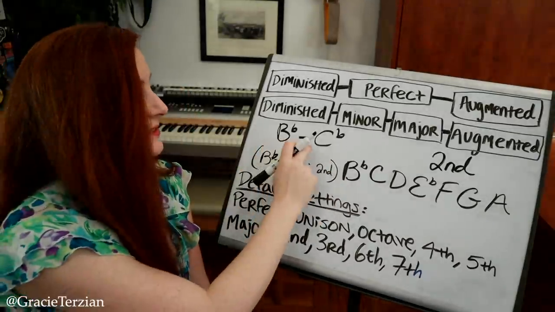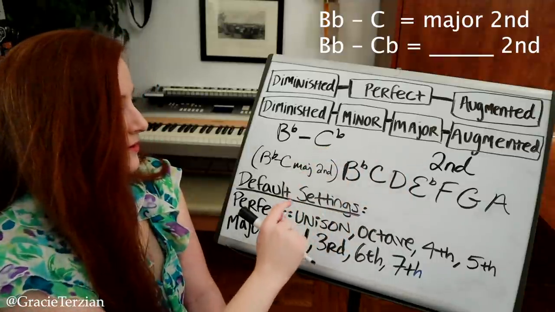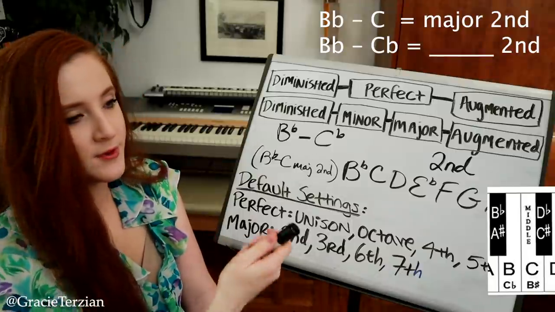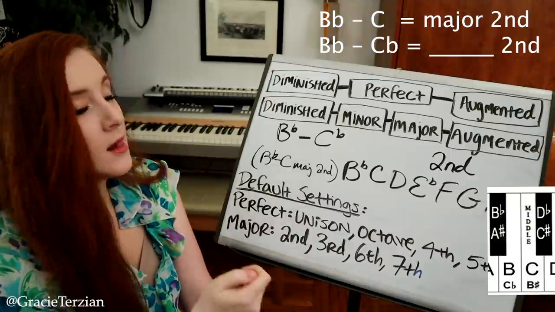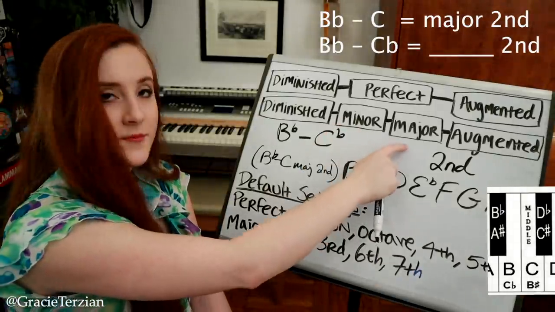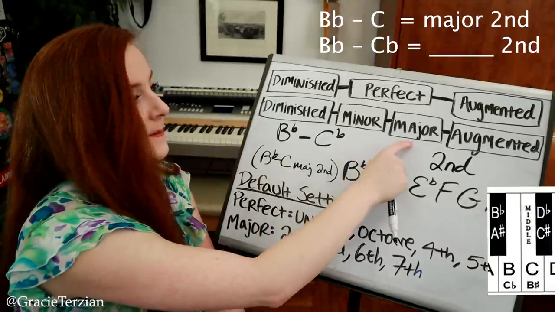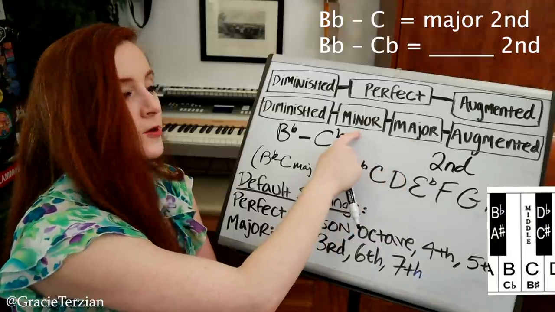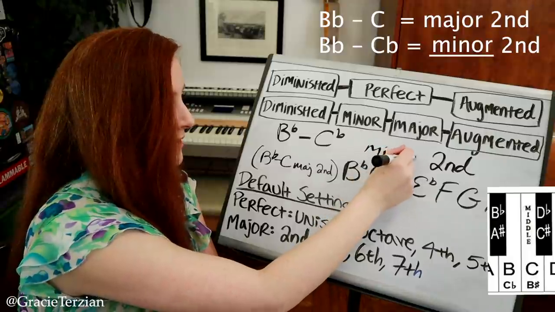But we have B flat to C flat, so it's gonna be a something second, but what kind of second? To go from C to a C flat, do you lower it a half step or raise the note a half step? You're going to lower it a half step, right? So I'm gonna find the word major, because it's normally a major second, B flat to C. And I'm going to lower it one box, or move it over one step, so it gets the word minor. Therefore, B flat to C flat is a minor second.